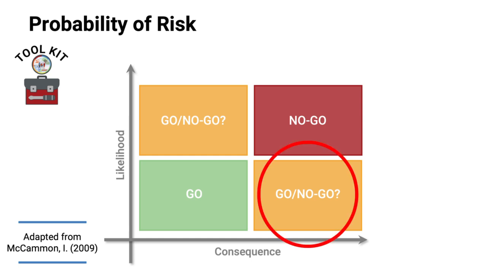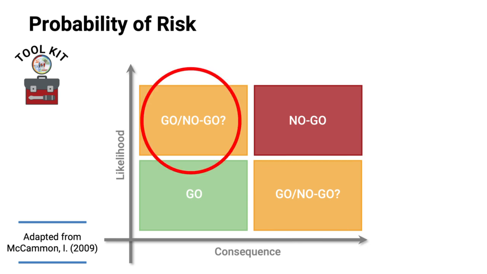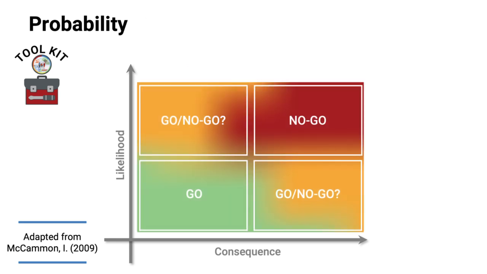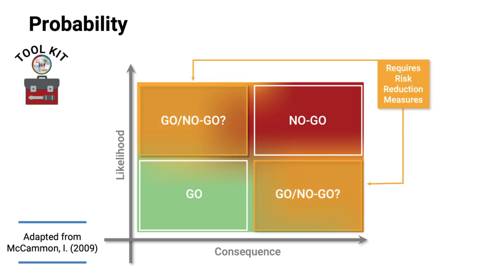In the bottom right box, we have a space where the consequence is really high, but the likelihood of something happening is quite low. In the top left box, we have an area where the likelihood is high, but the consequences are lower. There are rarely strict boundaries between these quadrants. The orange zone may be a go or it may be a no-go. And these are the areas where risk management becomes key.